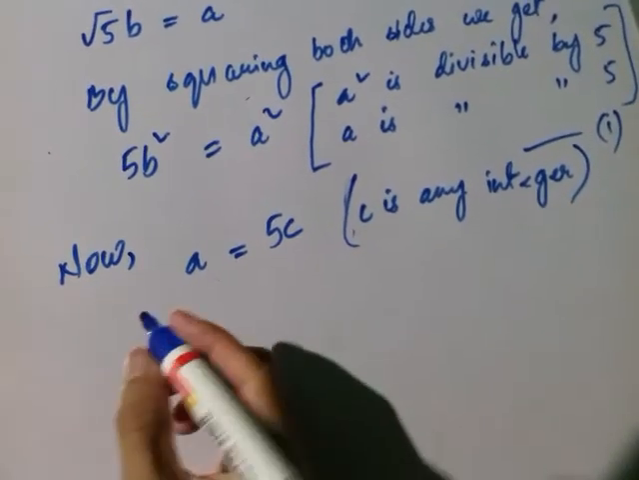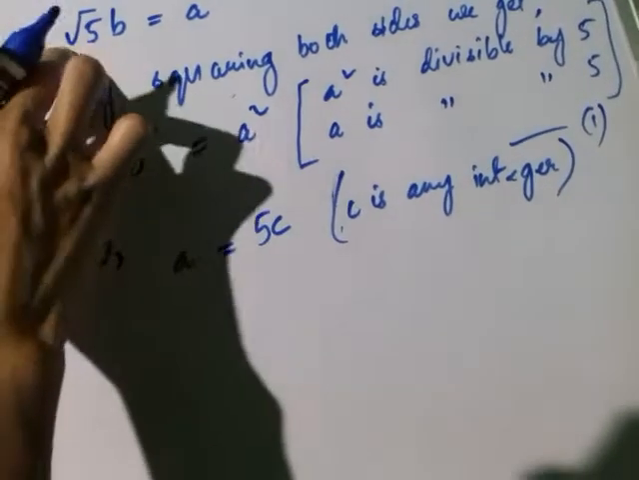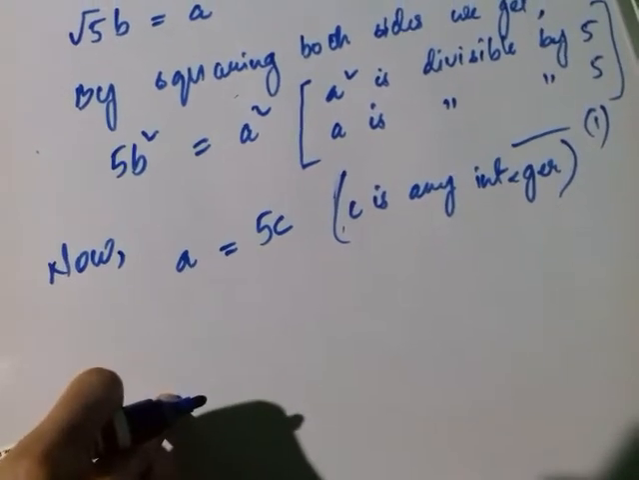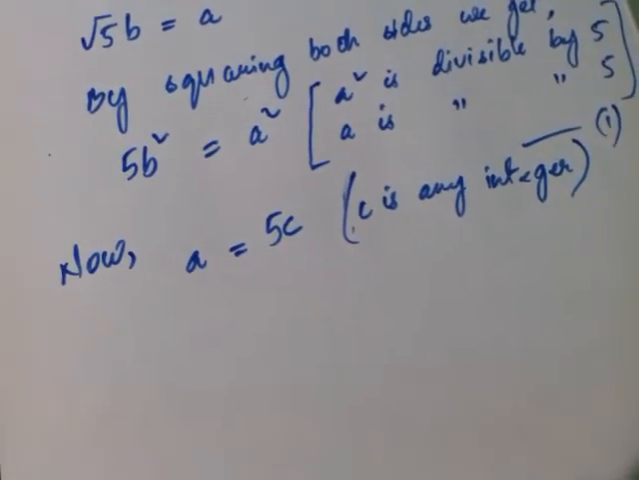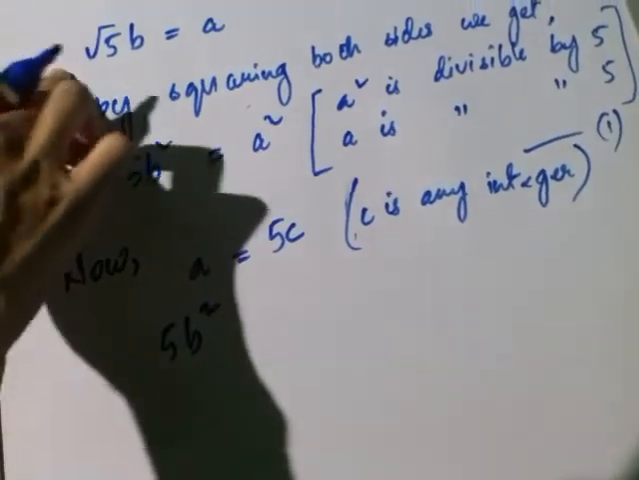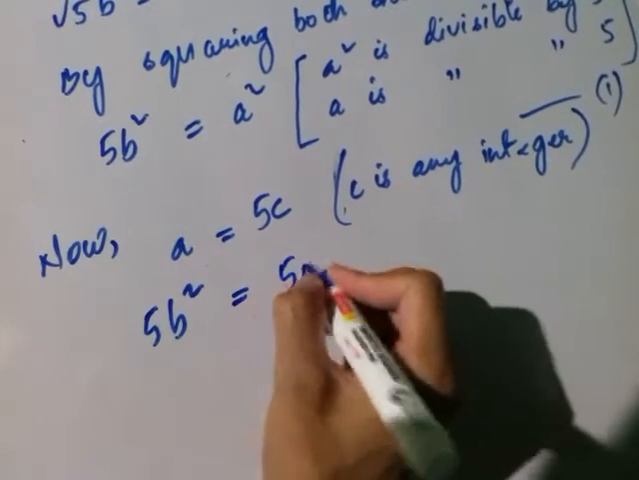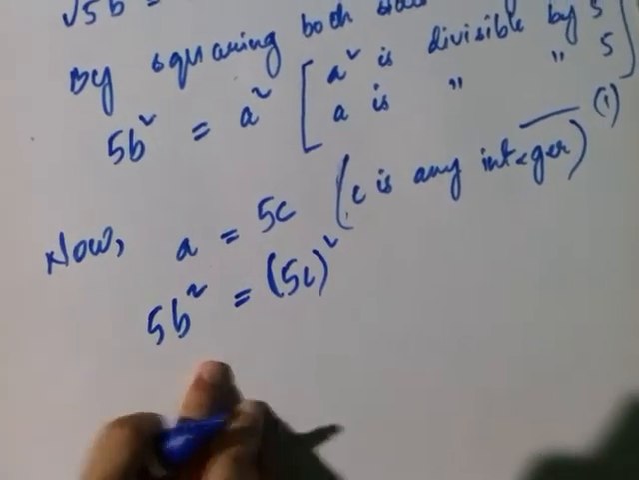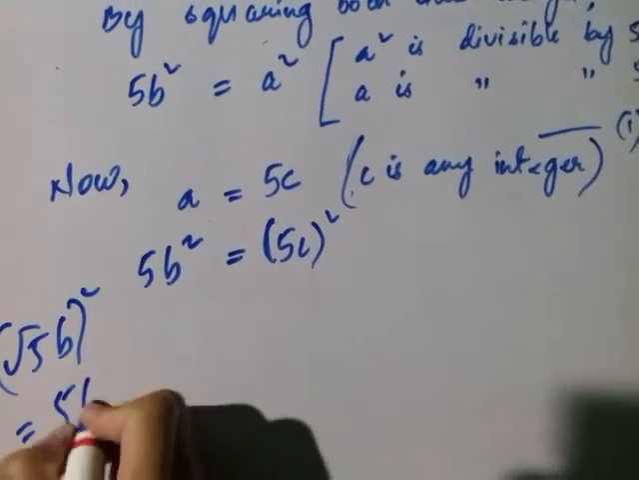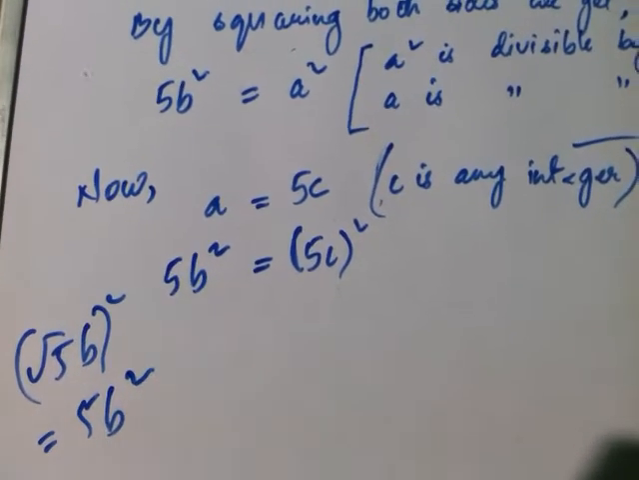Then after that, a is what here? Root 5b, yes or no? Taking the square, root 5b whole square will be 5b square. So we take 5b square equals 5c whole square. Here we take the whole square, because if you take the whole square of root 5b, it will be 5b square. So we don't write root 5b square, we directly write 5b square.